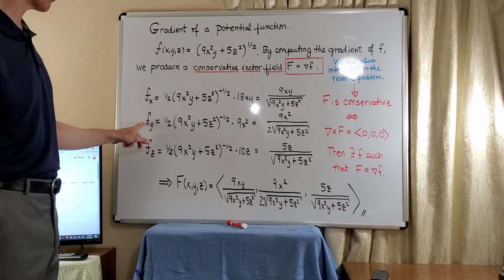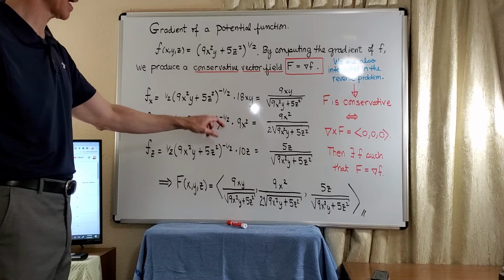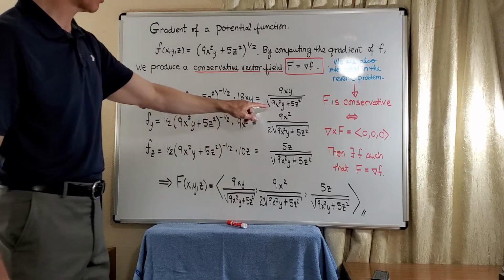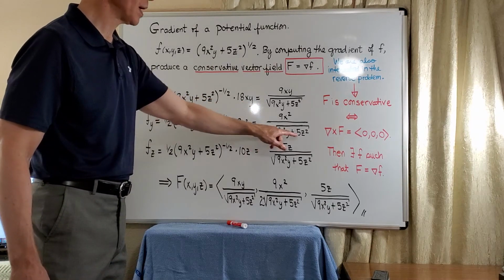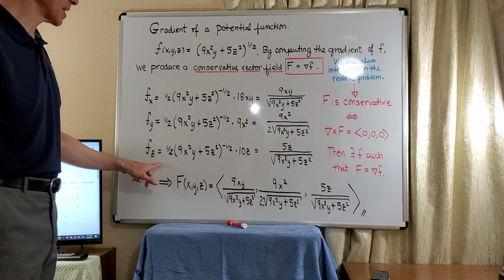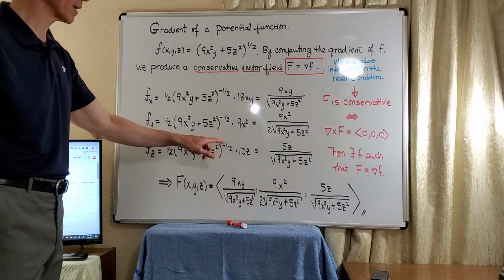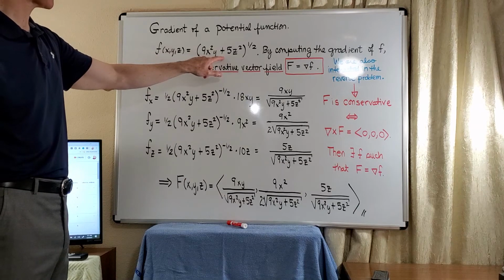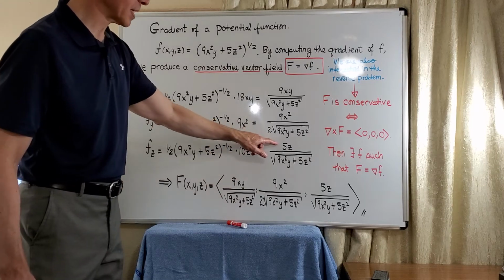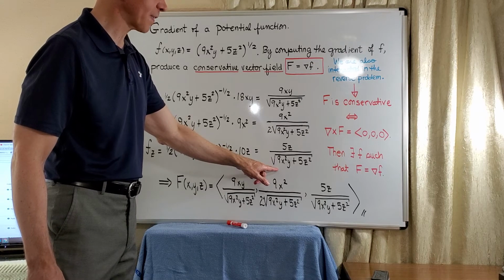And then, of course, the y partial will be 1/2 times (9x squared y plus 5z squared) to the negative 1/2, and then, of course, the y partial of the argument, which is 9x squared, and so we end up with 9x squared divided by 2 times the radical 9x squared y plus 5z squared. And then, of course, the z partial will be 1/2 (9x squared y plus 5z squared) to the negative 1/2, and then times the partial with respect to z, which is 10z, and of course the 2 and the 10 reduce to give us 5, and we have 5z divided by the radical 9x squared y plus 5z squared.